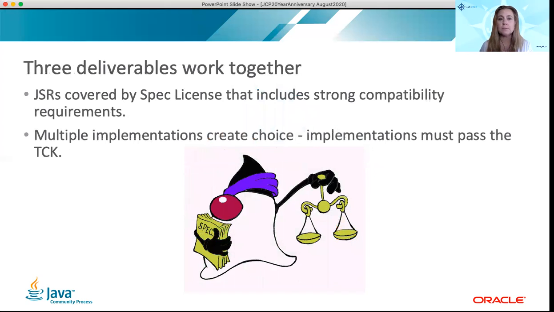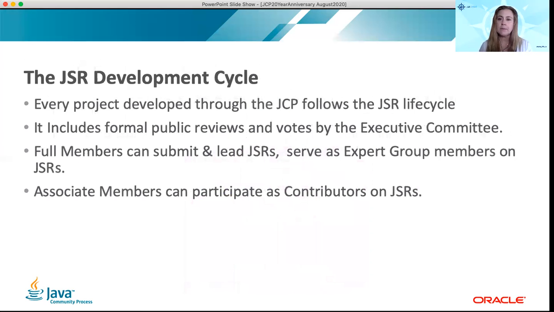So the 3 deliverables really work together to ensure not only an active ecosystem and choice for developers, but for customers, but ensure that we continue to have that compatibility that's been so key to the success of Java. So every project goes through the same development cycle, whether it's the Java platform itself or a standalone optional package JSR. JSRs can be led by any full member of the JCP, and members not only serve as spec leads, but also as expert group members and contributors on JSRs.